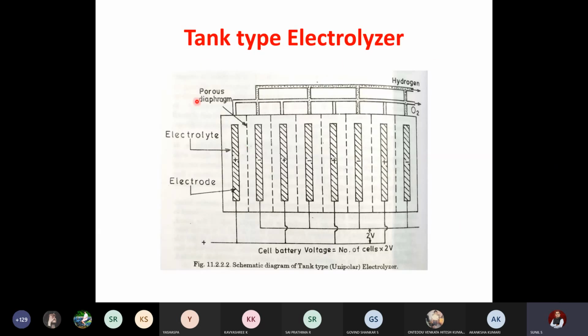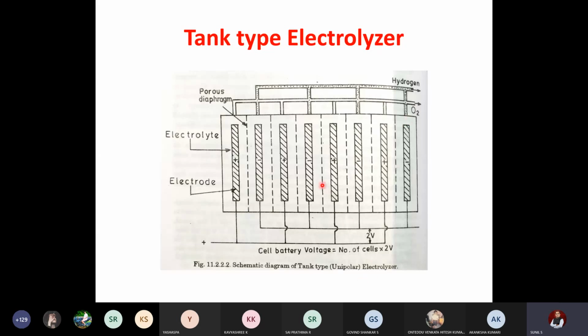So this mechanism is called a tank type electrolyzer. Here, usually a potassium hydroxide solution is used as an electrolyte. As I told you, an electrolyte which is a good conductor is definitely required, because water is not a good conductor. So along with potassium hydroxide, water is mixed and a solution is formed. It will be an electrolyte. This will be loaded into the tank.